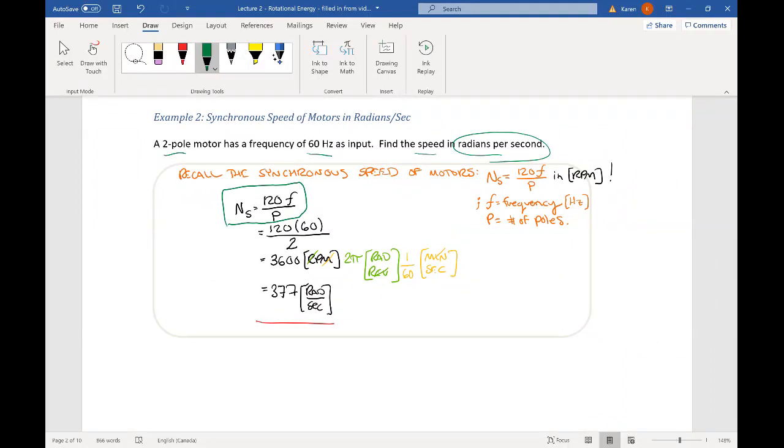So it's a pretty straightforward exercise to substitute in the frequency and the number of poles into this equation, and then we remember that RPM is actually a revolution per minute, and then we can remember there's 2 pi radians in each of those revolutions, so we cross out the revolution, and there's 60 seconds in each minute, so we can do that conversion.